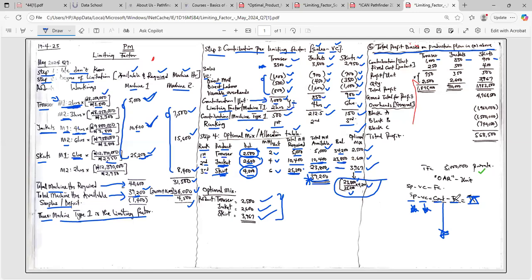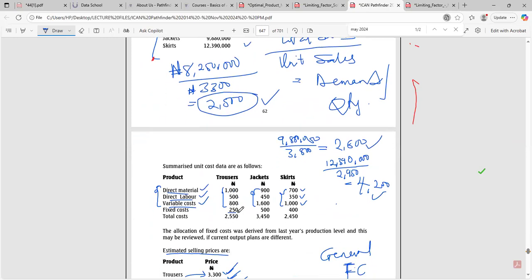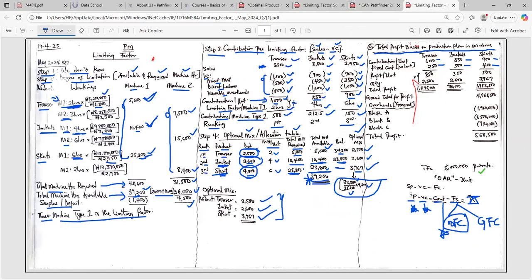Then I'm supposed to move to fixed cost. But in this question, I have two fixed costs: direct fixed costs and general fixed costs. So I need to treat my direct fixed cost first before I move to my general fixed cost. What's my direct fixed cost? 250, 500, 400. Let me show you in the question. That's my direct fixed cost per unit, so I will minus it. 1,000 minus 250 is 750. 850 minus 500 is 350. 900 minus 400 is 500.